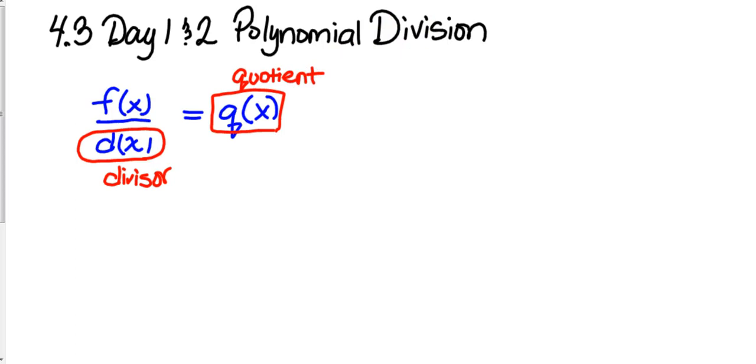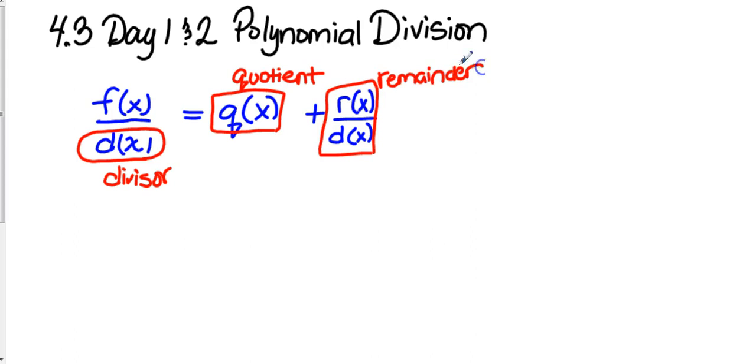And if this did not divide evenly, we will have a remainder. We'll call that remainder r of x, and the denominator will be what you had originally divided by. So this entire piece right here is the remainder.